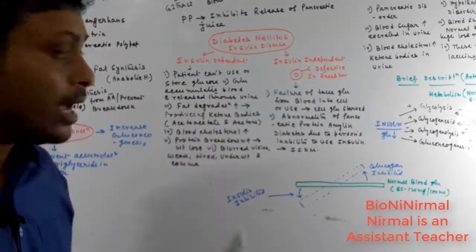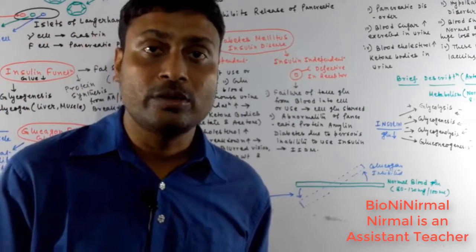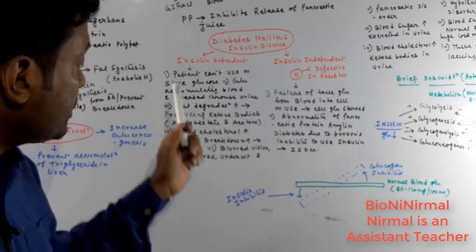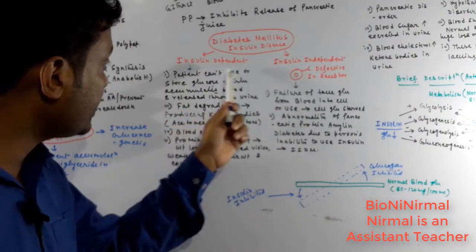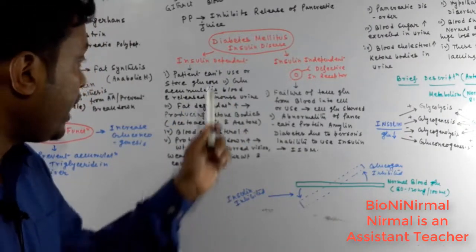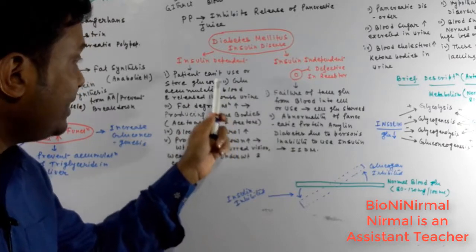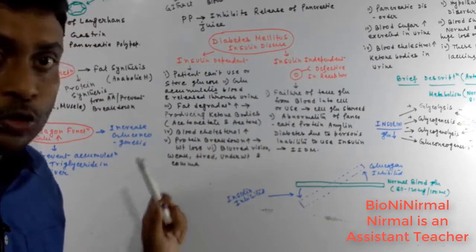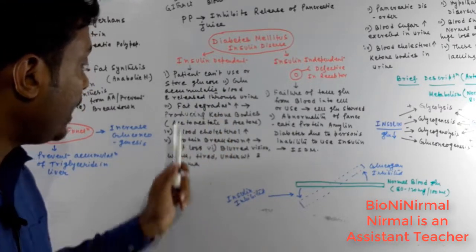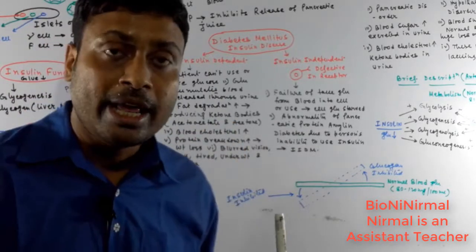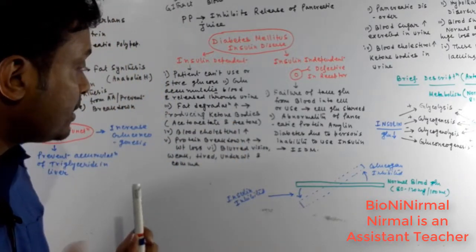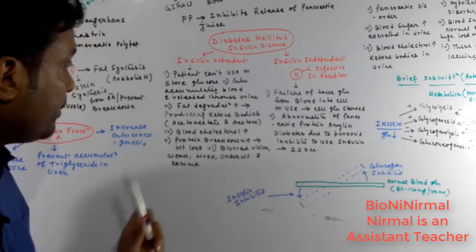In insulin dependent diabetes mellitus, hyposecretion of insulin occurs, and if this hyposecretion occurs, then the patient cannot use or store the glucose, and glucose accumulates in the blood. Since the patient cannot use the glucose, glucose will be accumulated in the blood and this will be released to the urine, and this is the main symptom of insulin dependent diabetes mellitus.